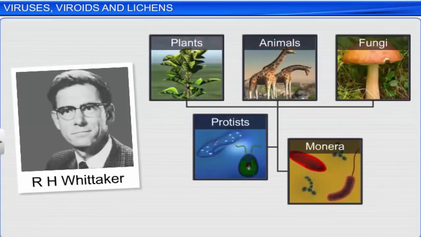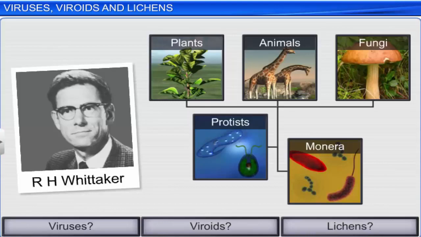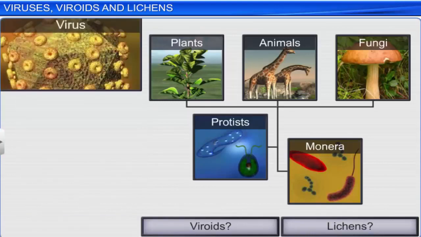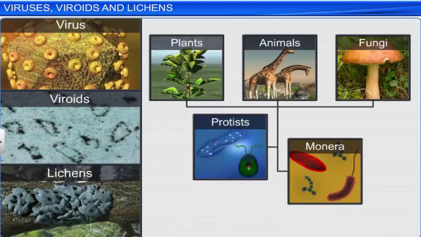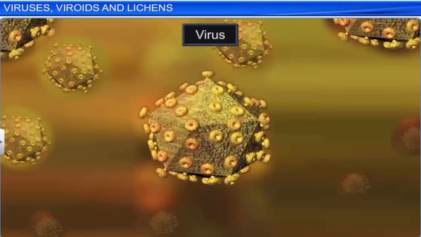R. H. Whitaker's five-kingdom system of classification did not take viruses, viroids and lichens into account. Viruses and viroids are acellular organisms. Since only organisms with cell structures were regarded as living, they were not included in the classification because they were not considered true living beings. Viruses are non-cellular organisms that possess an inert, crystalline structure outside their living cell.